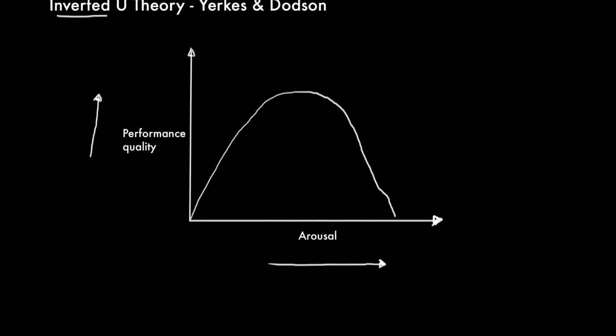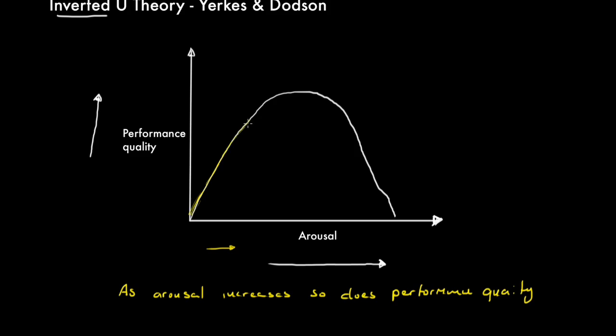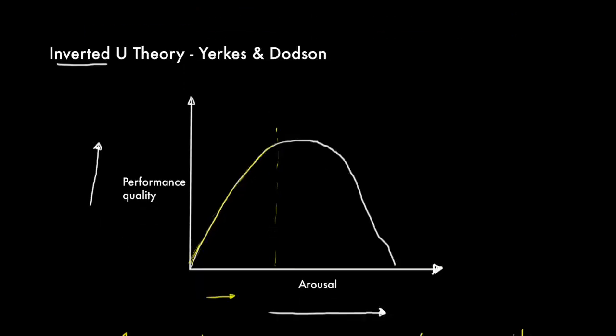That is to say, as arousal increases, so does performance quality. Let me write that in for you because it's a key point and you may well need to make that description when you come to do an exam answer. As we see here, as arousal increases, performance quality increases, doesn't it? But it increases up to a threshold point. So there's a threshold point here, and let's write that in.